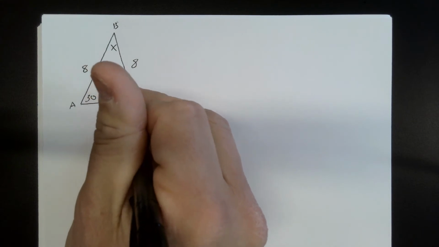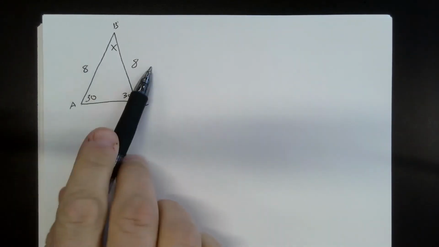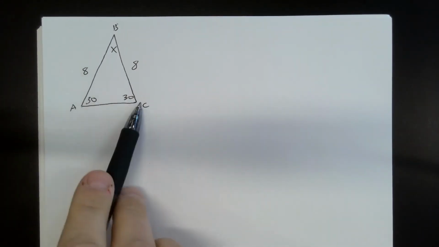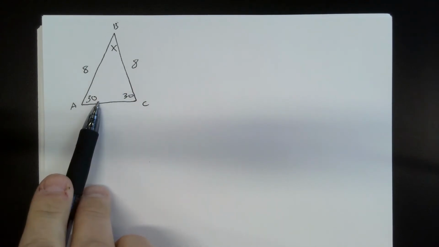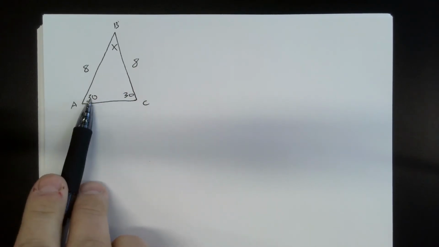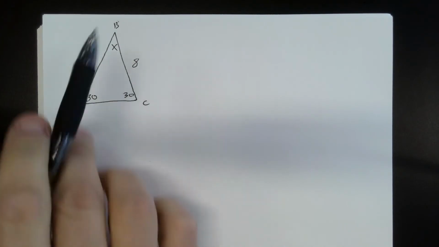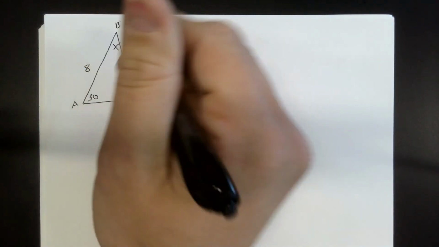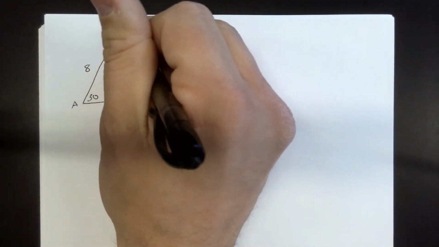Perfect. So that first theorem we talked about: if two sides are congruent, then the angles opposite those sides are congruent. So if we know this angle right here is 30, then this one has to be 30, which means this angle up here is 120.